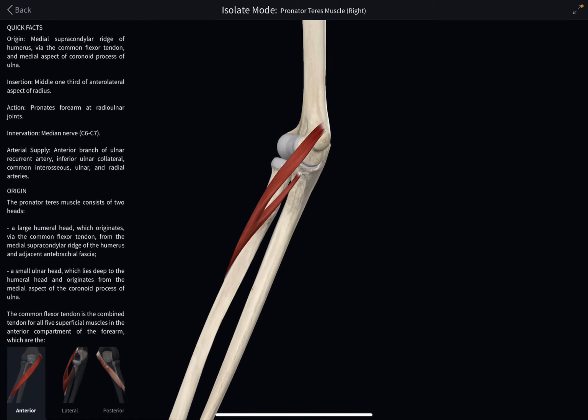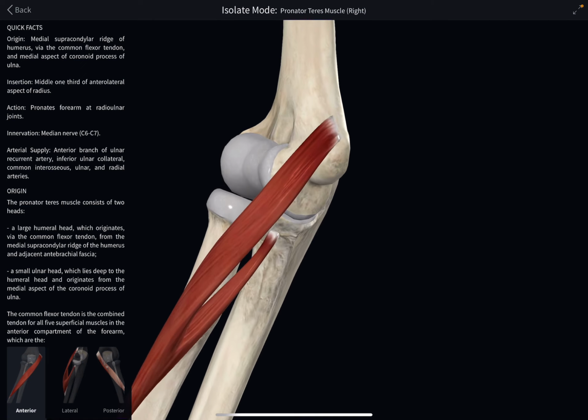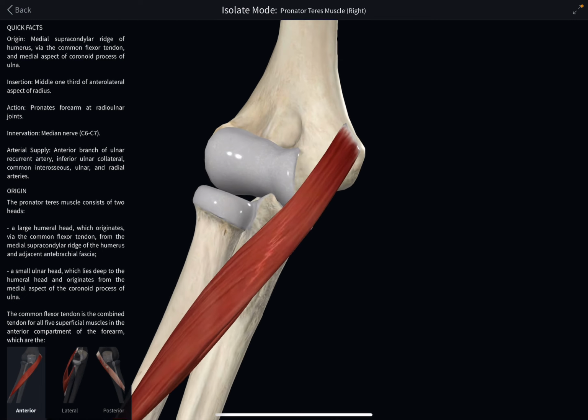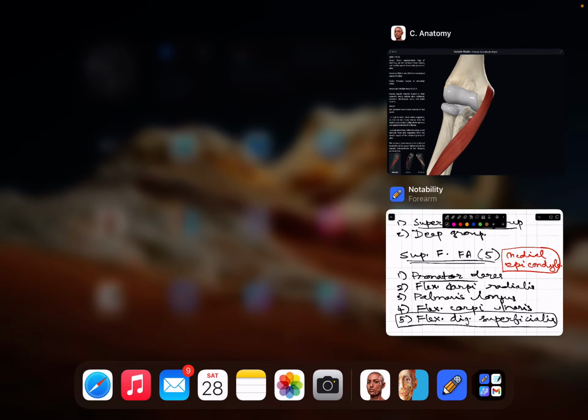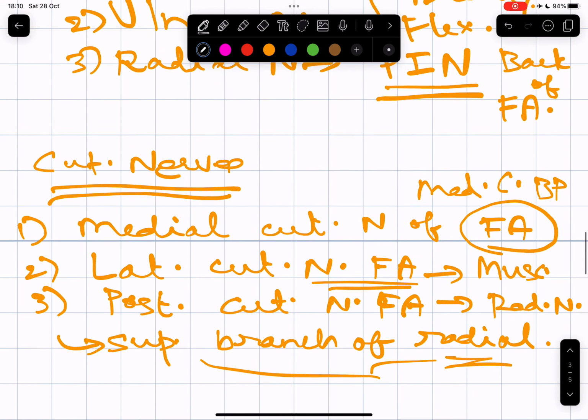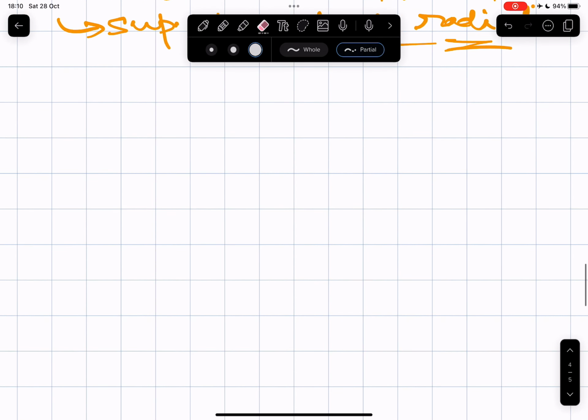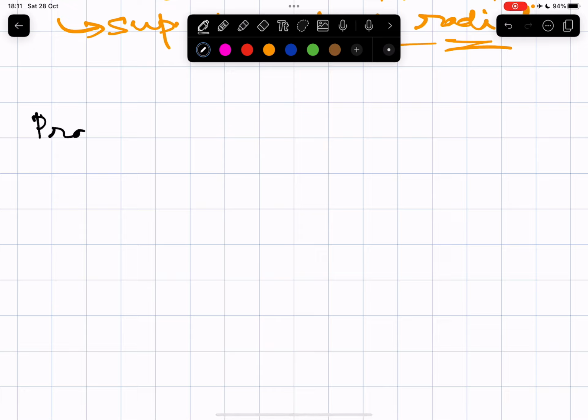The superficial head, that is the humeral head, arises from the lower part of the medial epicondyle of the humerus. Right. And also it arises from the lower one third of the medial supracondylar ridge of the humerus. Okay, so let's just write down the details here. The first muscle we are going to talk about is the pronator teres muscle.